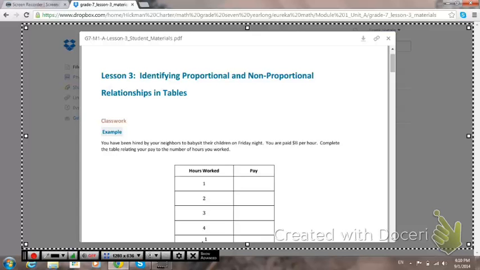Welcome to Lesson 3 of Module 1, Topic A, Ratios and Proportional Relationships. In this lesson and lessons to come, the main topic is identifying proportional and non-proportional relationships in tables.